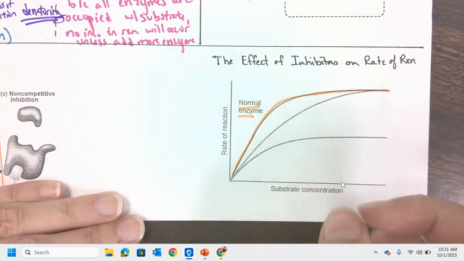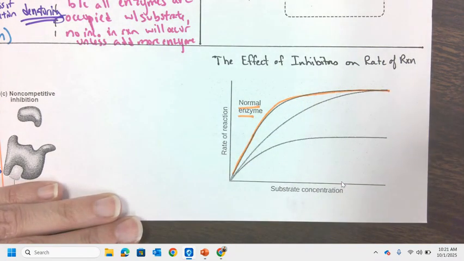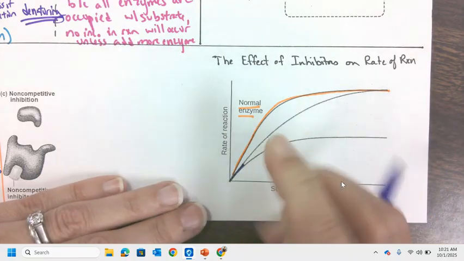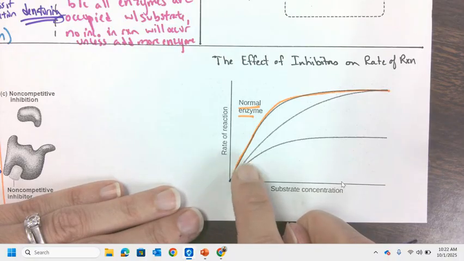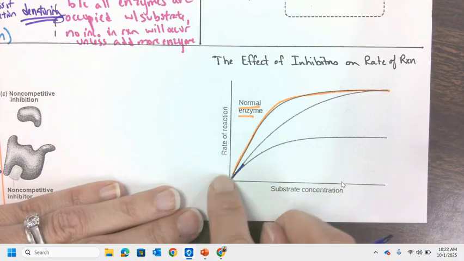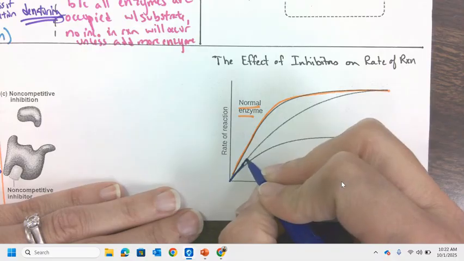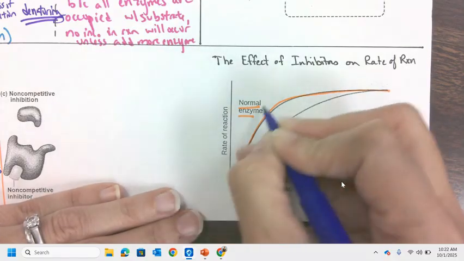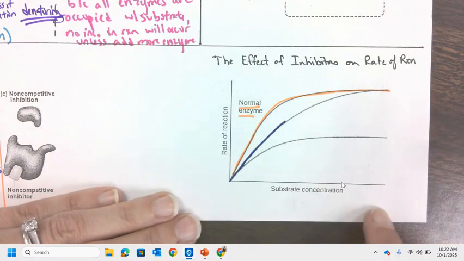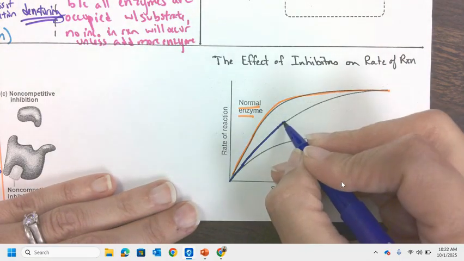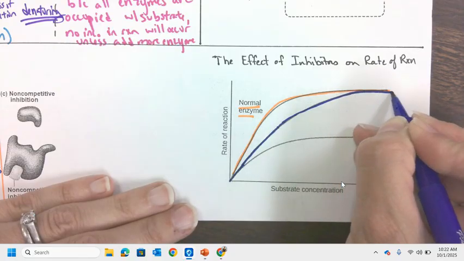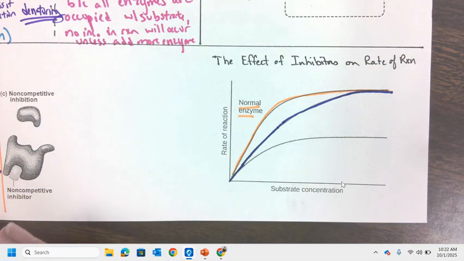That's the normal enzyme. In competitive inhibition, you start with a slower reaction rate because the inhibitor is blocking the active site of the enzyme. But as you get more substrate, it overwhelms the inhibition, and so reaction rate increases, not as quickly as a normal enzyme. And eventually, if you add enough substrate, if you add 1 billion substrate and 1 inhibitor, the reaction rate is going to look almost exactly like the normal enzyme reaction rate.